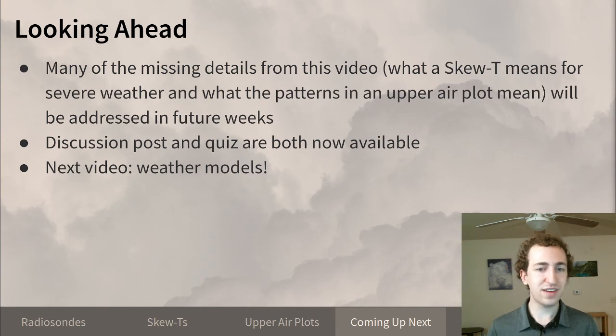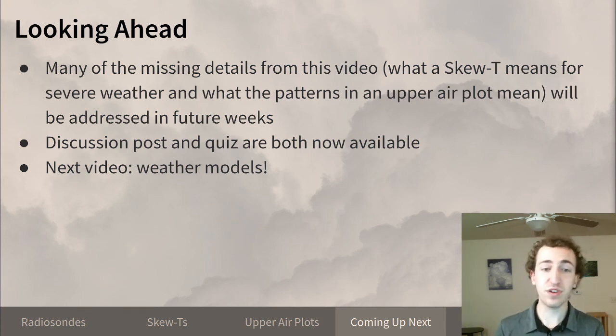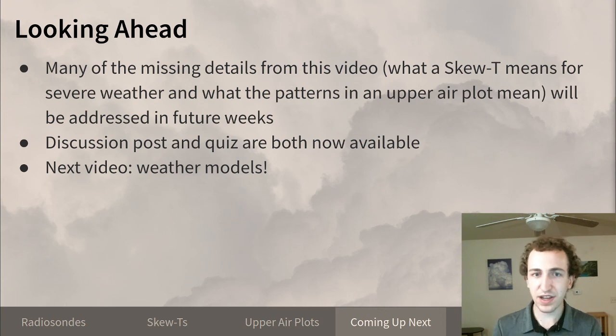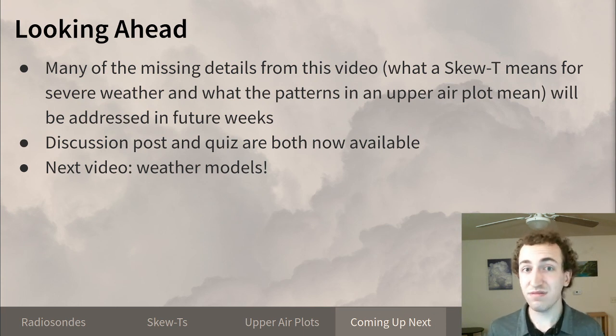So with that in mind, I got kind of ahead of myself. My first item is that there are a lot of details that are missing, like what a Skew-T means for severe weather, those parameters shown, and all the details of what the wind changing with height means. And, for instance, what all those patterns you might have seen in the upper air plots mean. Those will be addressed in future weeks as we build up our meteorological knowledge. Right now, the main thing is to get exposure and know that these are the kind of plots that exist and the data that we can see on them.